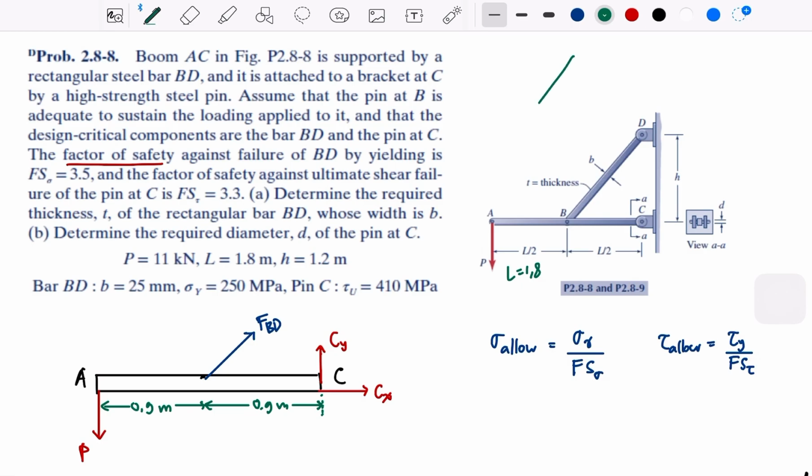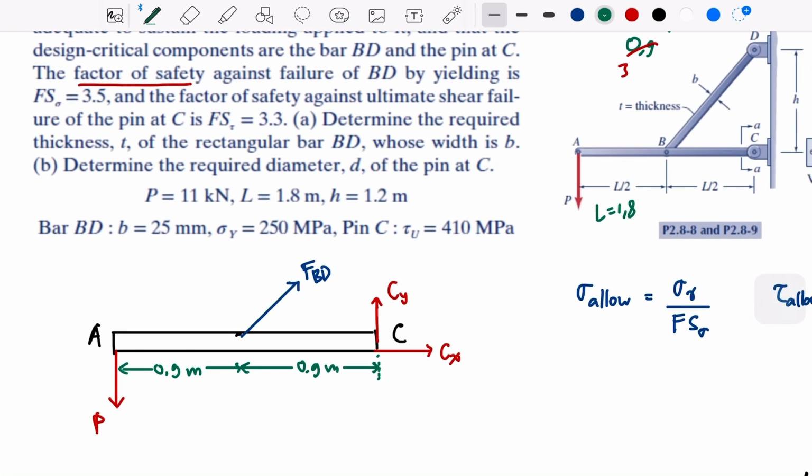So we have H is 1.2, the L over 2 is 0.9, and I think this is 1.5, right? So we can take this as 3, 4, 5. So we can write in our free body diagram, this is 3, 4, 5. So the cosine here is 4 over 5. Okay, 4 over 5. And what is the sine?